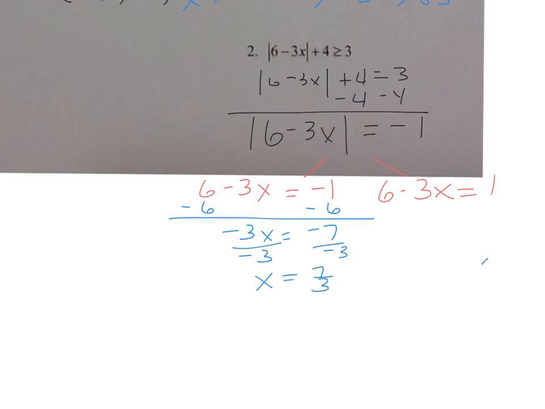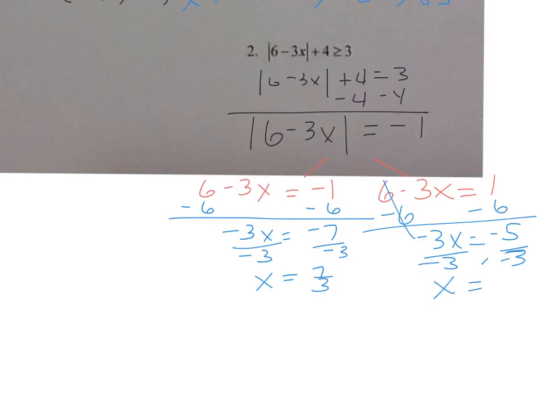If you want to put that into a decimal form, just so you know where to put it on the number line, you can, but leave it as a fraction in the end. Minus 6 on the right side. Negative 3x is equal to negative 5. Divide by negative 3. X is equal to positive 5/3.